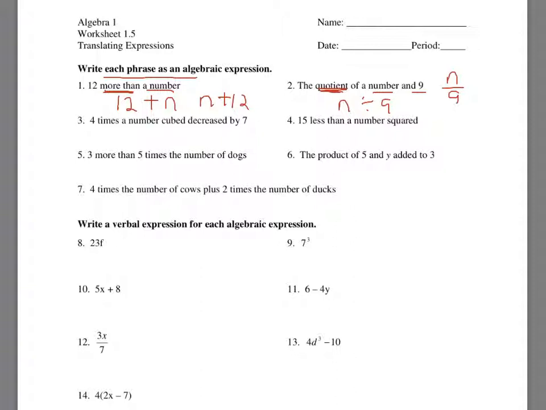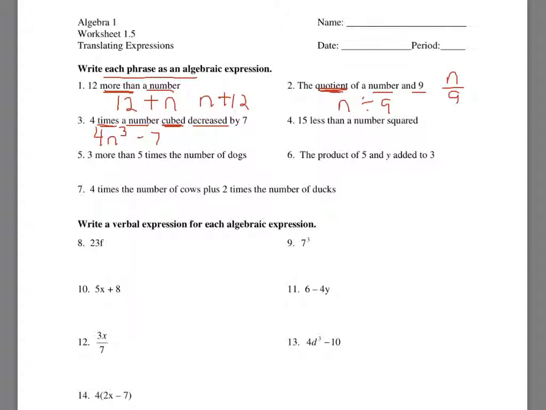All right, number 3. 4 times a number cubed decreased by 7. So this has multiple operations in it. So let's start. We have a times, that means we're going to multiply. Cubed means we're going to raise the number to the 3rd power. And then decreased by means what? We're going to subtract. So 4 times a number, this is your variable, so 4n cubed, that means I'm going to cube n, decreased by 7. So 4n to the 3rd minus 7.